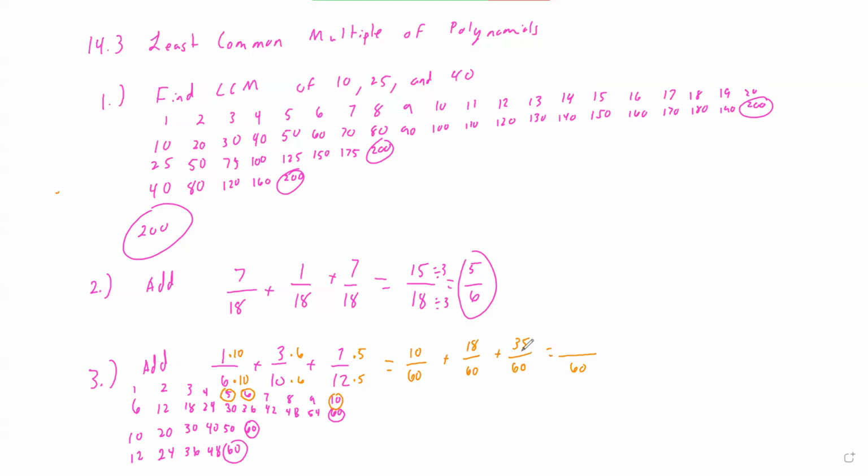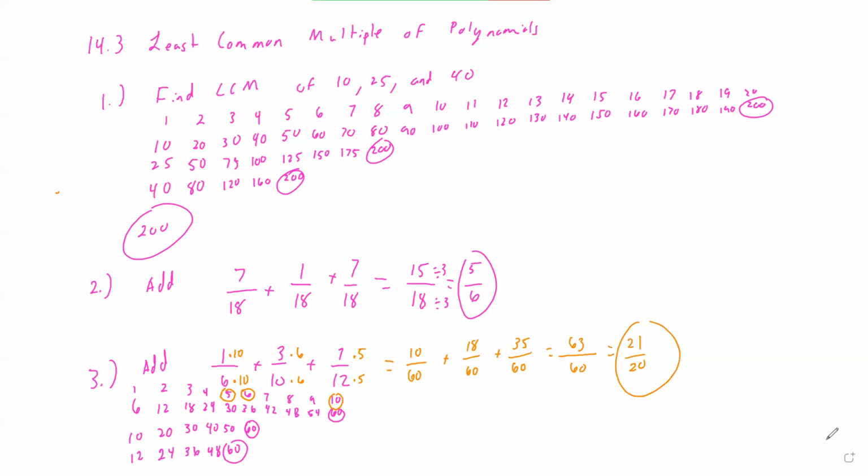10 plus 18 is 28, and then 28 plus 35 gives us 63. And then we will try to simplify. So I can actually divide that by 3. I think it's the largest number I can think of. And it would give us 21 over 20. There you go. So that's the beginning of this process.